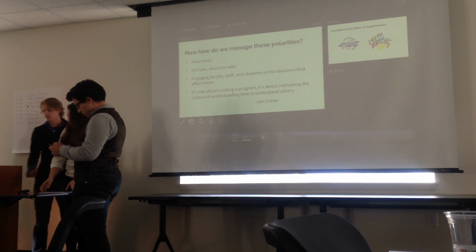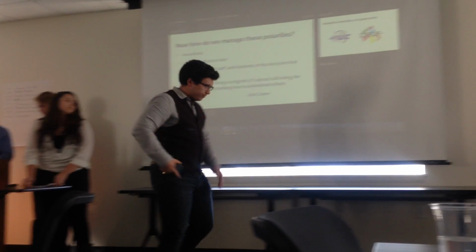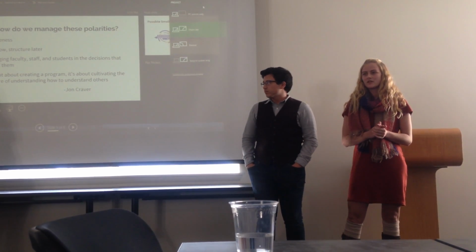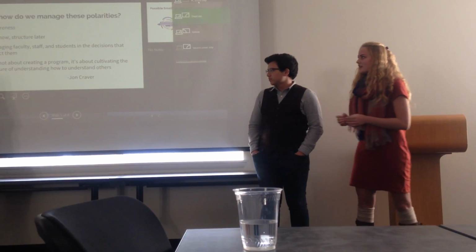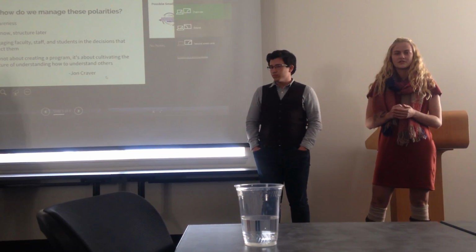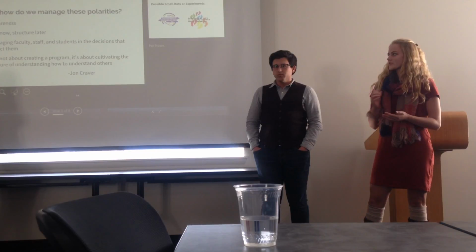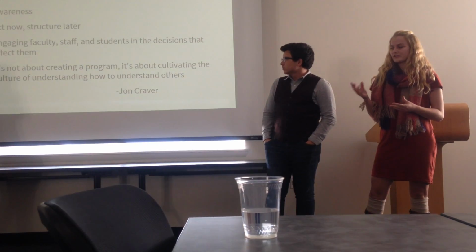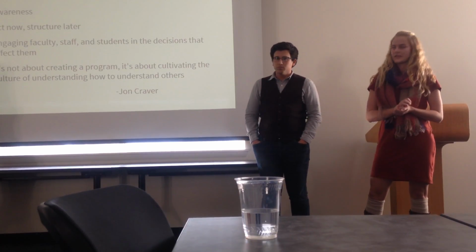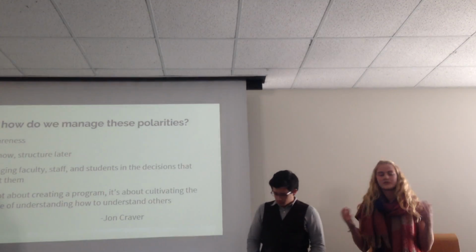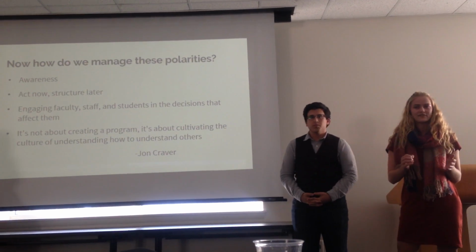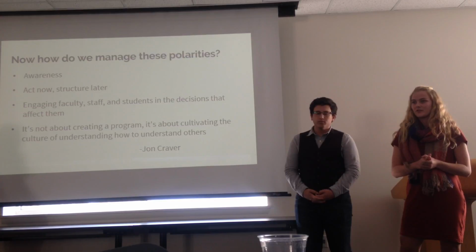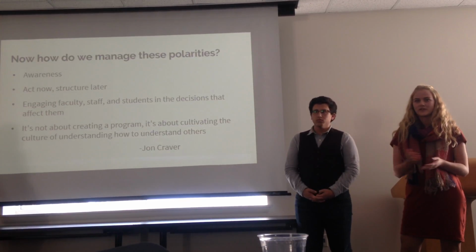How do we manage these polarities? The first most important thing to managing polarities is being aware that there are polarities within this college, within this major. Once you are aware of those polarities, you can start to act on them. Structure isn't the most important thing, but the individual acting on those polarities, trying to realize what they are and trying to mitigate them. And what we're doing right now, having faculty, staff, and students come together to make decisions about where our program is going, is helping to manage these polarities.